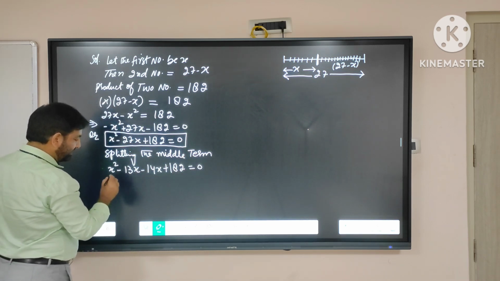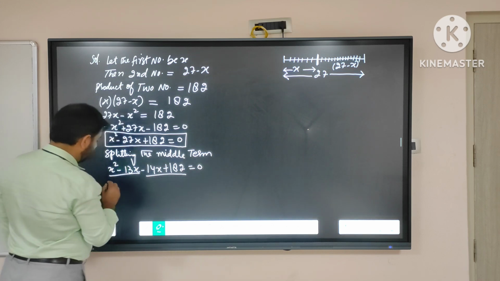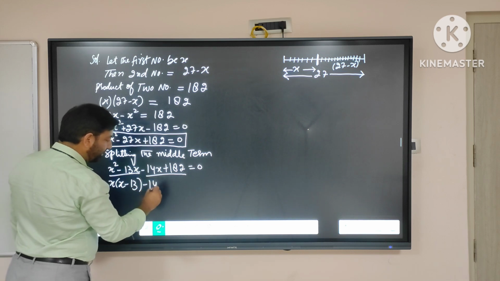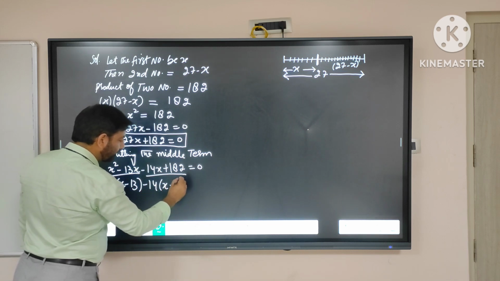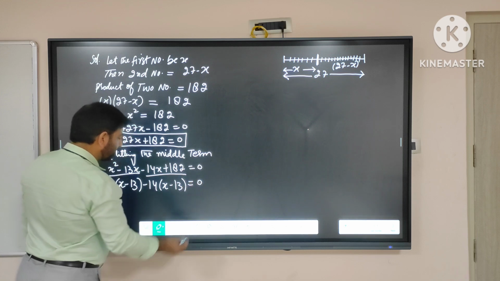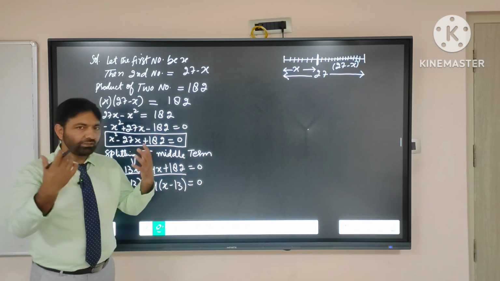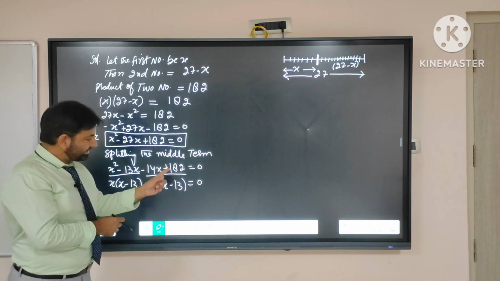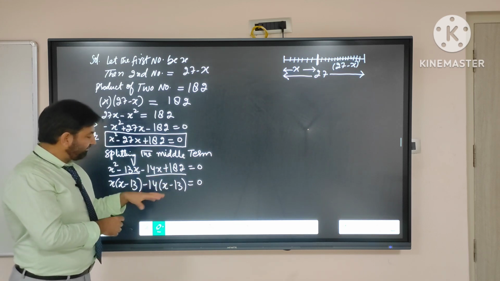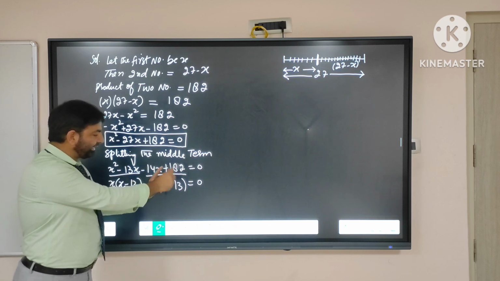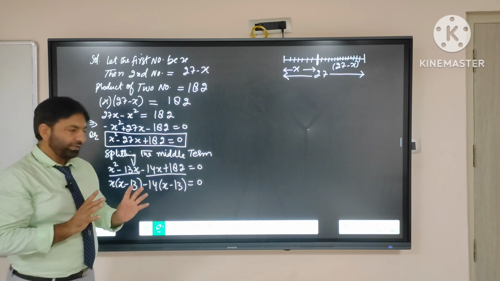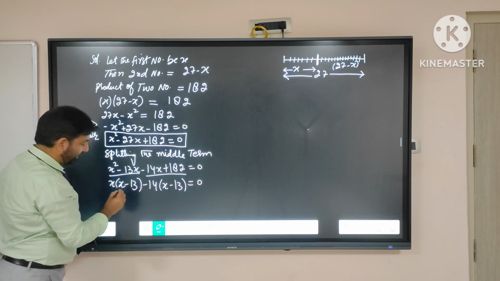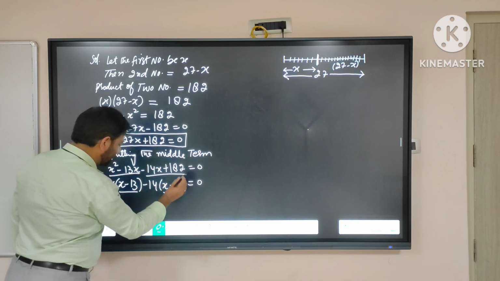So now let's take common factors from these two terms and these two terms. I will get x minus 13. Here 14, x minus 13 is equal to 0. How to take common terms here? I have taken 14 out of this, so for 182, we divide 182 by 14, we will get 13. And another condition is that whatever we get here, it will be the same.